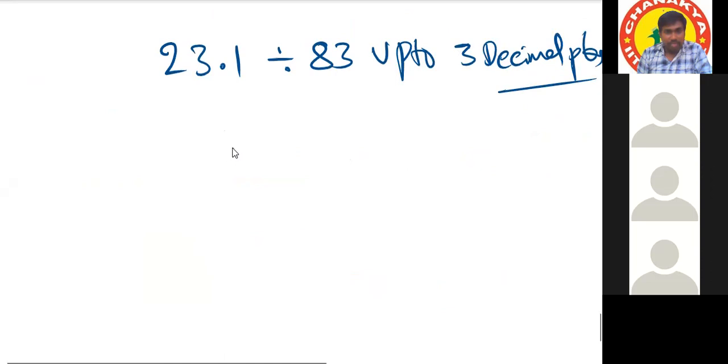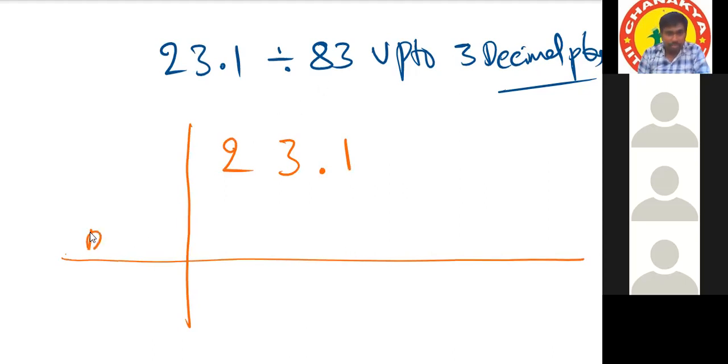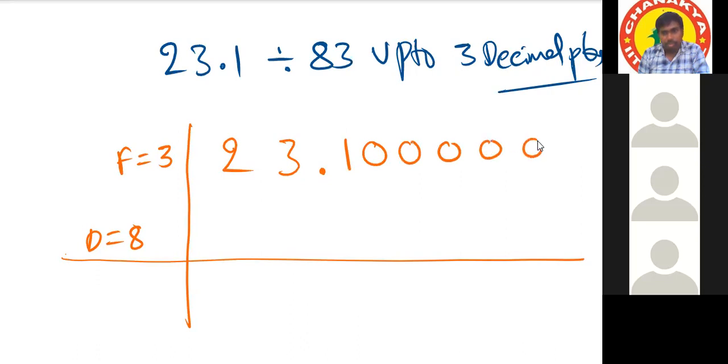Tell me, the dividend is 23.1. Okay. And the divisor is 8, oh sorry, 83. So as there is a decimal point here already, can I take any number of zeros or not? Yes, sir, you can take an unlimited number of zeros.